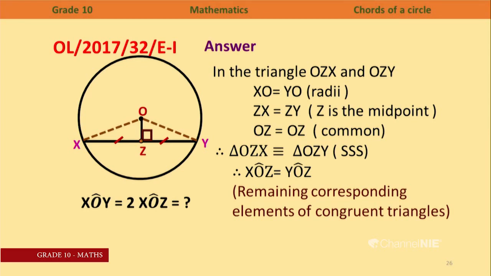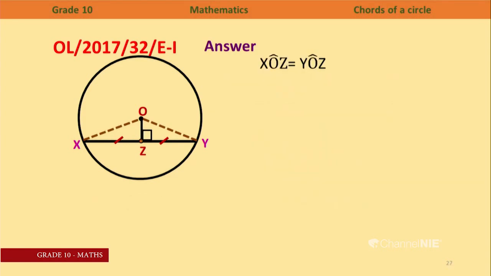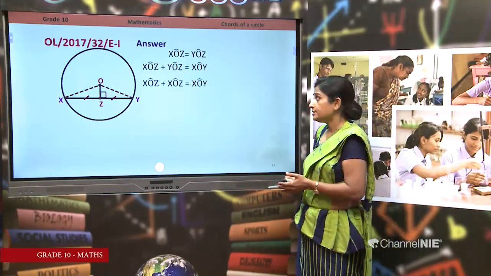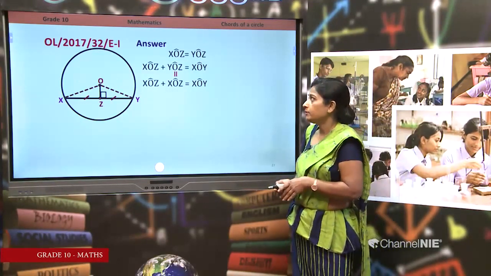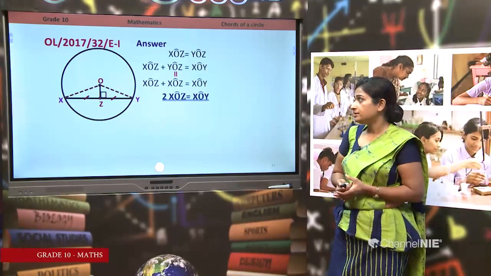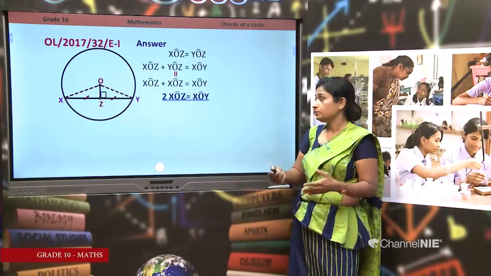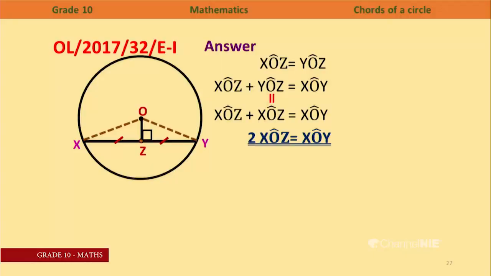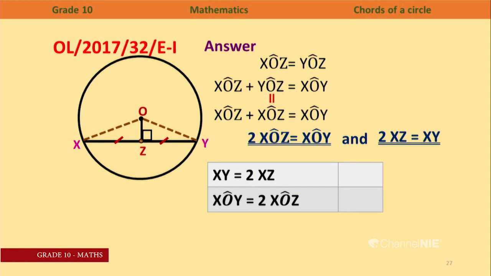So, XOZ equals YOZ. Adding those two angles, XOZ and YOZ, we get the big angle XOY. Instead of YOZ we can consider XOZ, because previously we found XOZ and YOZ as equal. Then we can say 2XOZ is equal to XOY. Twice the angle XOZ is equal to the angle XOY. Then we have proven earlier that 2 times XZ is equal to XY, and according to the table, what can you say about both statements?